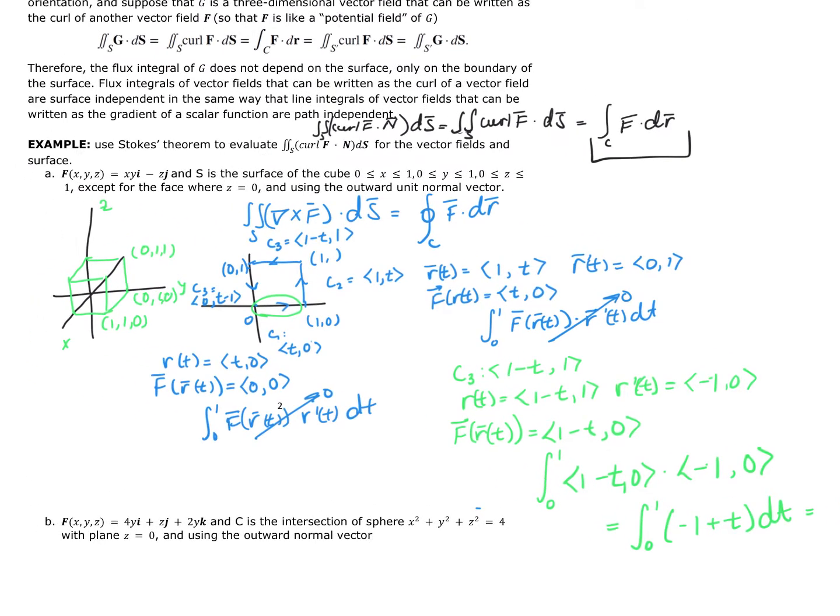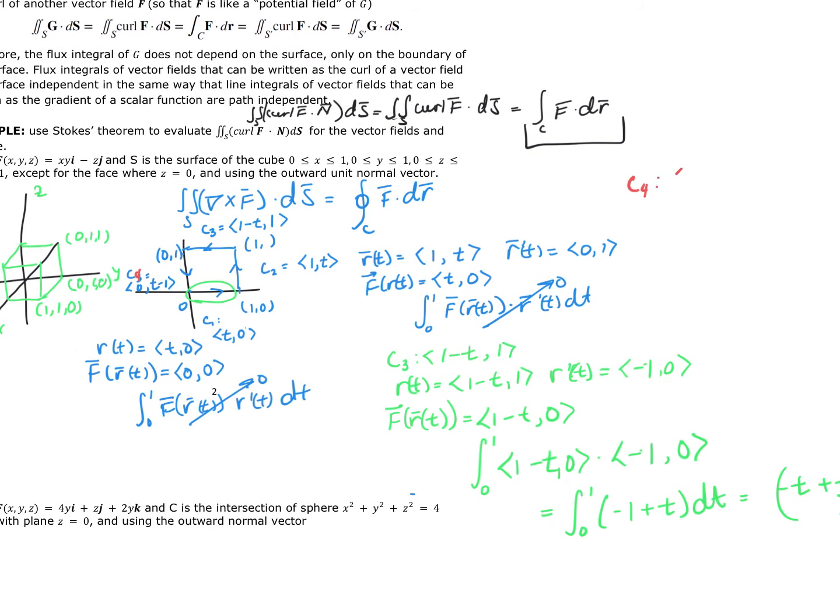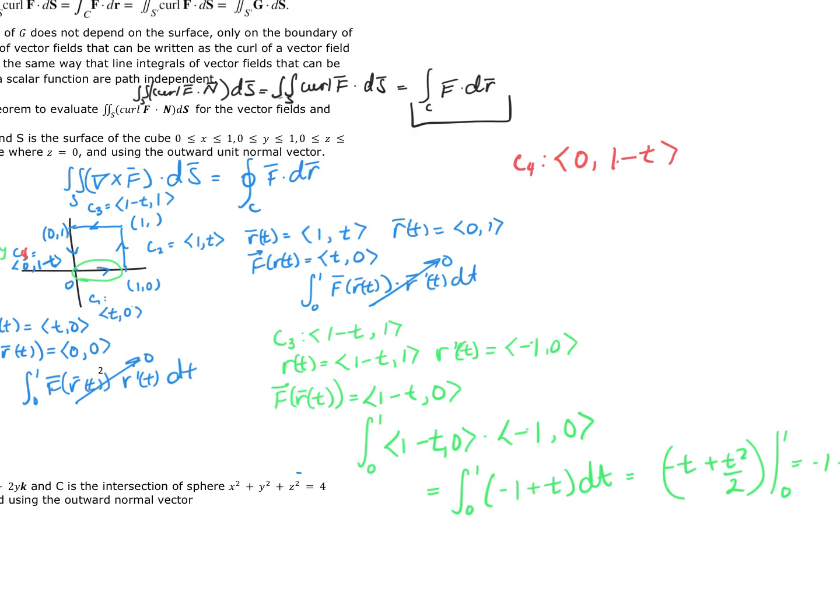Now let's take a look at my c sub 4. This should be c sub 4. My c sub 4 is the vector defined by 0, 1 minus t. This should be 1 minus t. Let me change that to 1 minus t. And then my vector, r of t, is going to be 0, 1 minus t.